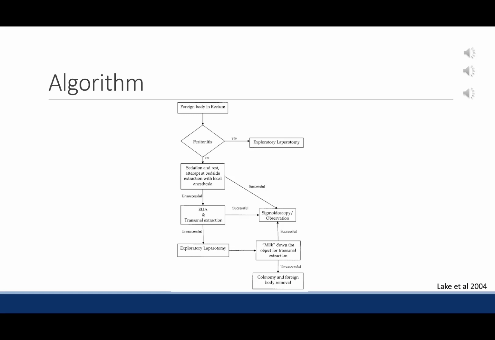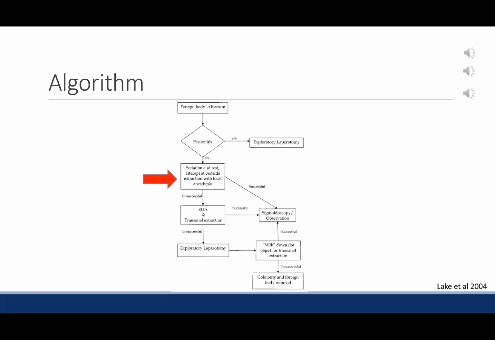If the patient has peritonitis or is unstable, no attempts at bedside extraction should be done. The usual resuscitation should be performed in preparation for surgery. Luckily, the majority of patients do not present with peritonitis or free air. Transanal extraction bedside in the ER should be attempted.